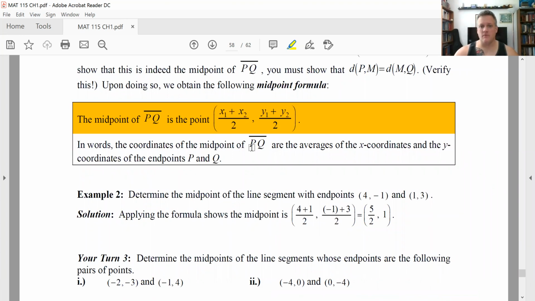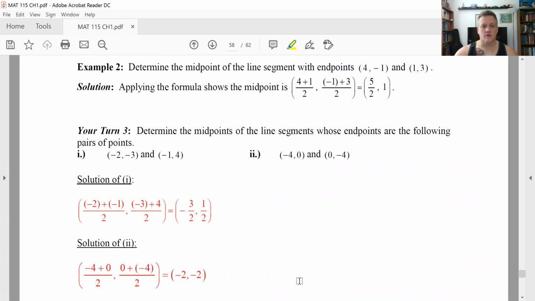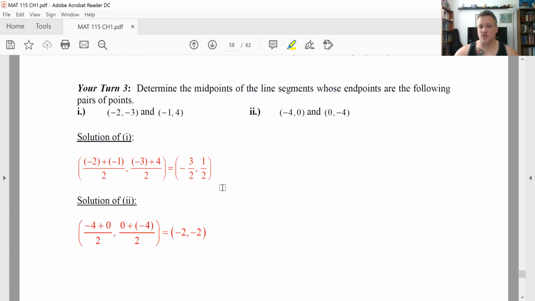Go ahead and apply that midpoint formula to find the midpoint of each of these segments. If you do that, just check yourself that you got these coordinates back. Again, the only thing you have to be careful of is the negatives and that you're actually adding the x's and the y's each time, not subtracting them.